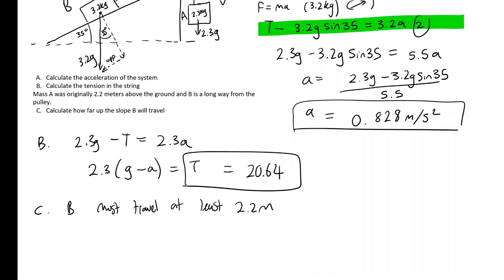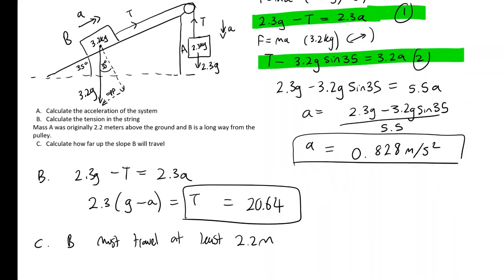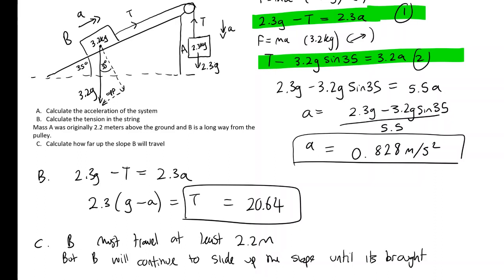But at the end of those 2.2 meters, B must have picked up some speed, and as a result it will continue to slide up the slope until it's brought to rest. So we need to think about that.